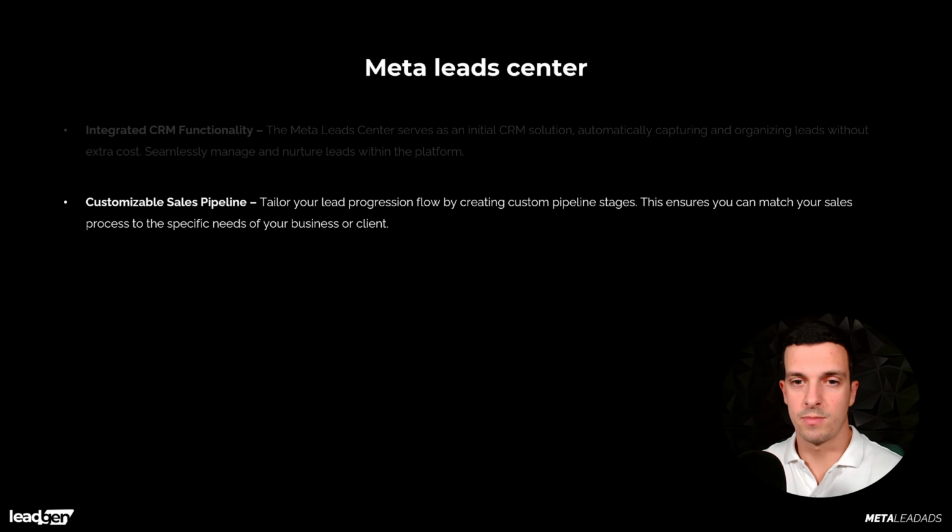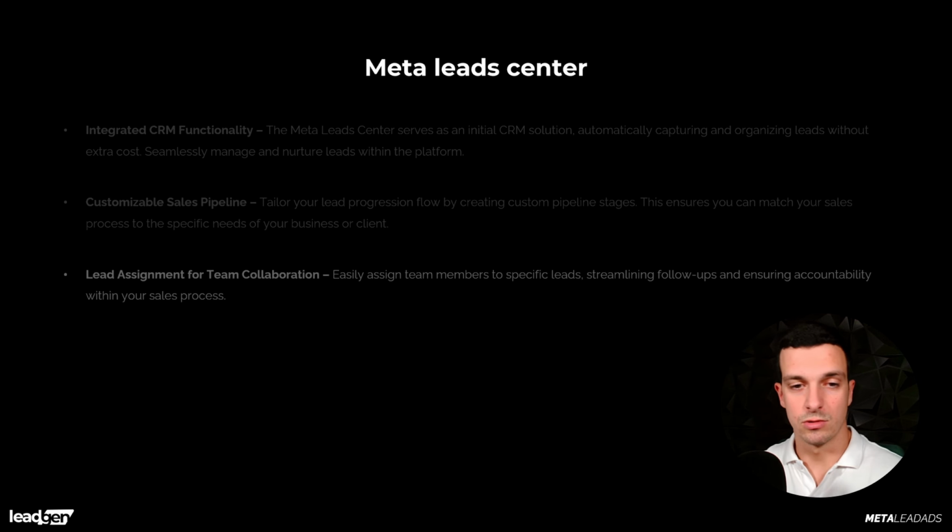Customizable sales pipeline. Tailor your lead progression flow by creating custom pipeline stages. This ensures you can match your sales process to the specific needs of your business or client. This is pretty good. Meta upgraded this tool in the last year or two, and it's getting better and better. We can add custom stages like lead, follow-up, send proposal, closed, won, and stuff like that. I'm going to show you how to do that.